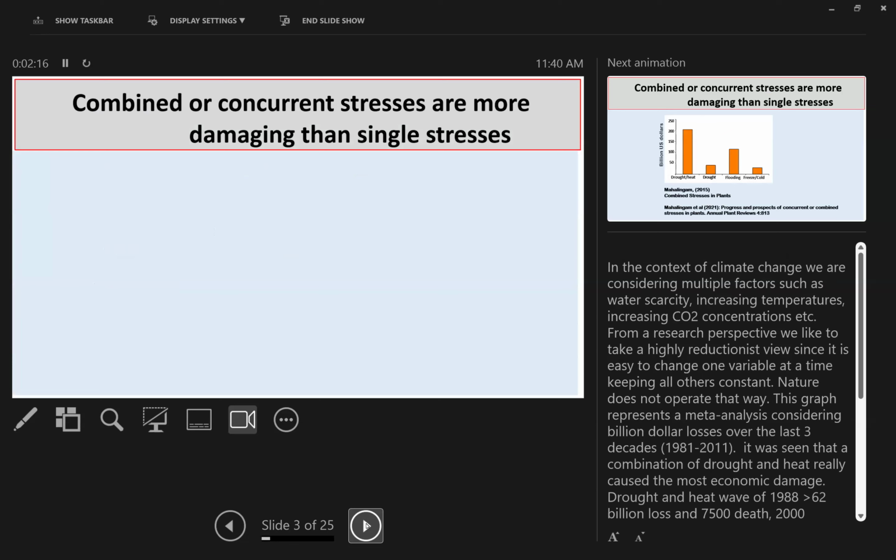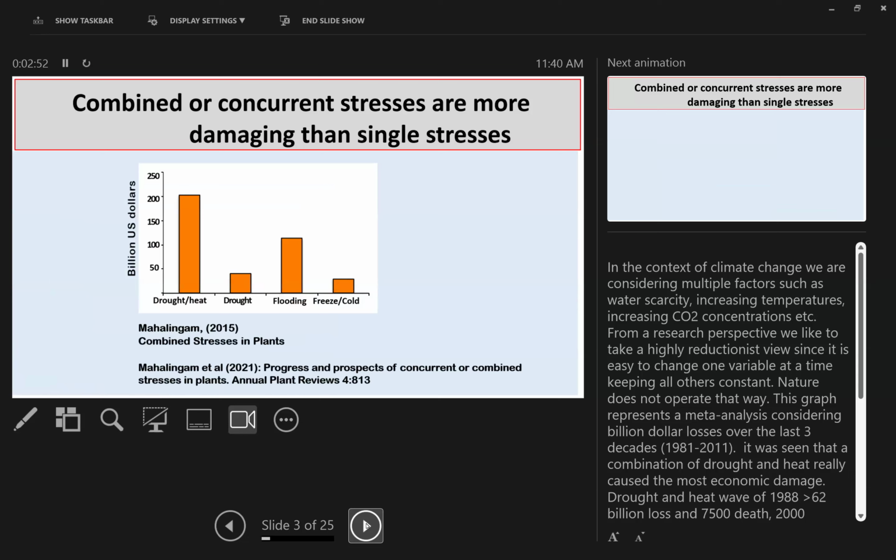So I've been touting this one for some time now, that when you have combined stresses or concurrent stresses, it's much more damaging than single stresses. People are just focused on looking at only drought or only heat or wheat aphid or blast or whatever, one factor at a time. This is a very reductionist approach, and this is probably not going to work out well, especially when you're talking about improving climate resiliency. We'll talk more about this in the end.